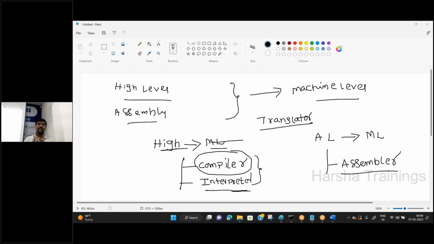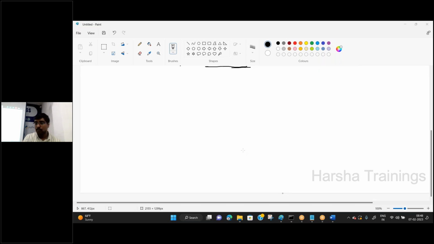Clear? Now, from the difficulty point of view, machine level language is difficult. That is the reason we are moving into high level language. Okay. Now, these are the computer languages. Finally, before closing this session, I will explain one more point.